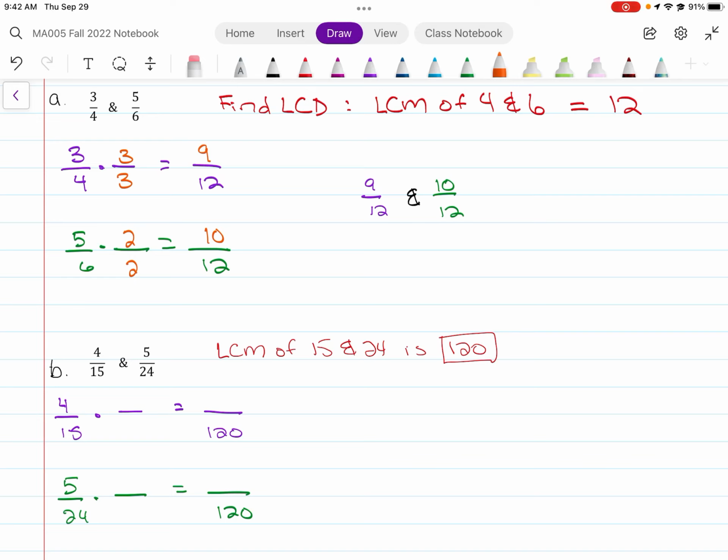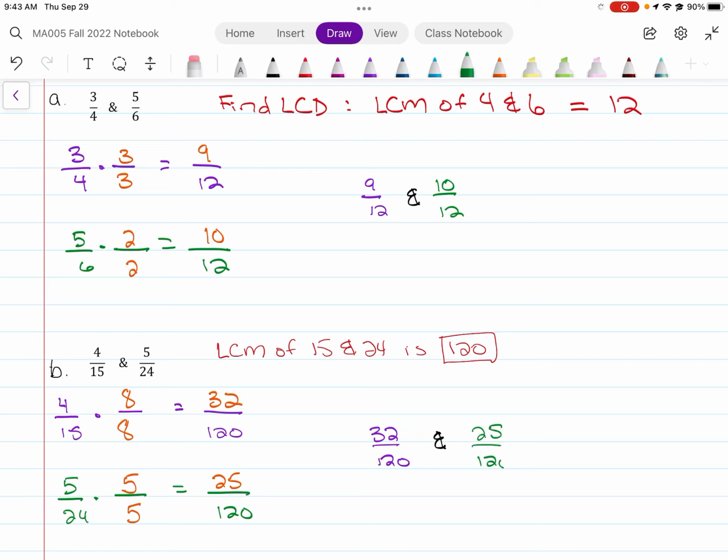All right, so how could I figure out what I'm going to multiply 15 by to get 120? Well, just divide 120 by 15 and you get 8. So I need to do 8 over 8, and this becomes 32. Same with 24. Divide 120 by 24, and I get 5. That means 24 times 5 is 120. Remember, multiplication and division are just reverse operations of each other. All right, so I've got to put 5 on top, and I get 25 here. So that means my two equivalent fractions are 32/120ths and 25/120ths.